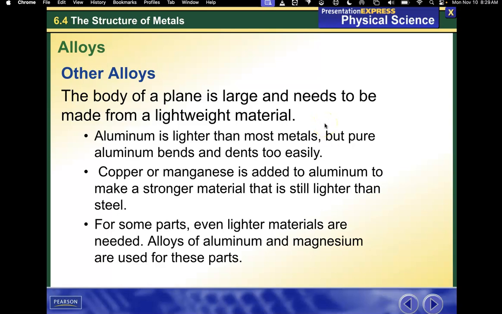Other alloys. The body of a plane is large and needs to be made from a lightweight material. Aluminum is lighter than most metals, but pure aluminum bends and dents too easily. Copper or manganese is added to aluminum to make it a stronger material that is still lighter than steel. For some parts, even lighter materials are needed. Alloys of aluminum and magnesium are used for these parts.